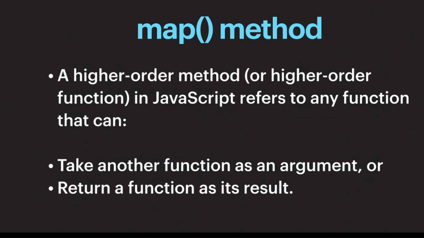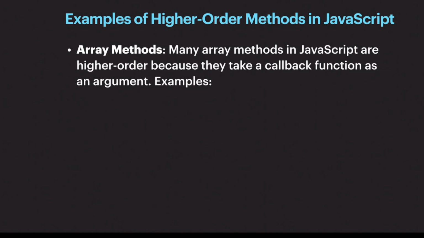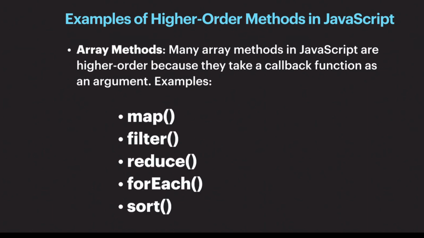The map method is a higher order method. You know that a higher order function in JavaScript refers to any function that can take another function as an argument and return a function as a result. This type of method is called a higher order method. Many array methods in JavaScript are higher order because they take a callback function as an argument. These are a few of them: map, filter, reduce, forEach and sort. All these are called higher order functions we use in JavaScript.